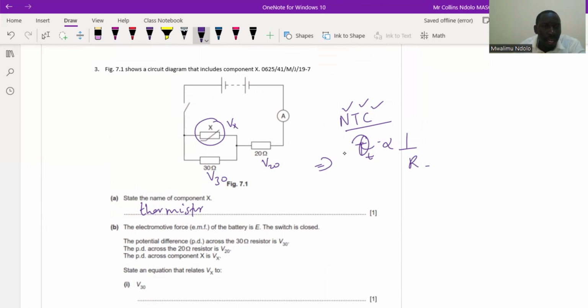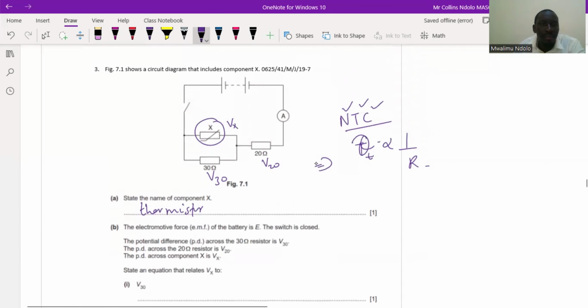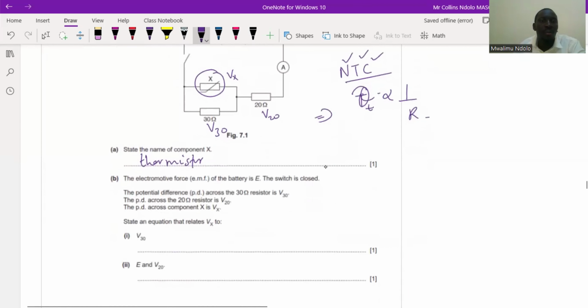Vx, correct. Now, state the equation that relates Vx to V30. Now, this component X, which is the thermistor, is in parallel to the 30 ohm resistor. That means the potential difference across each of them is the same. So meaning that Vx should be equal to V30.